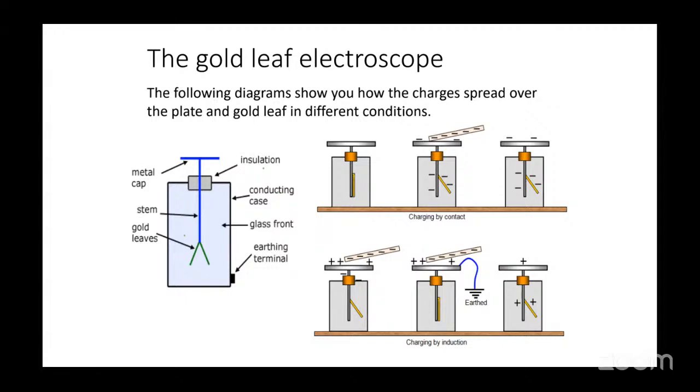If I want to charge an object positively, I can use the induction method. That is opposite charging. So this time I brought a negative charge close to the metal cap of the gold leaf electroscope, and then I earthed it. By earthing, all the negative charges in the gold leaf will move through the earthing into the ground, leaving only positive charge in the gold leaf.